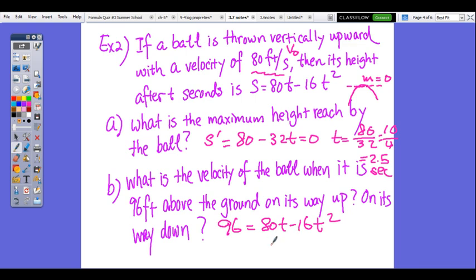Again, it's a quadratic function. You want to bring everything together to one side. So we do have 16t squared minus 80t plus 96 equals 0. And you can always take out the greatest common factor. It looks like the greatest common factor for this one would be 16. So we're left with t squared minus 5t plus 6. And then for the trinomial, you want to factor it. Once you factor it, you do notice that it is (t minus 3)(t minus 2).